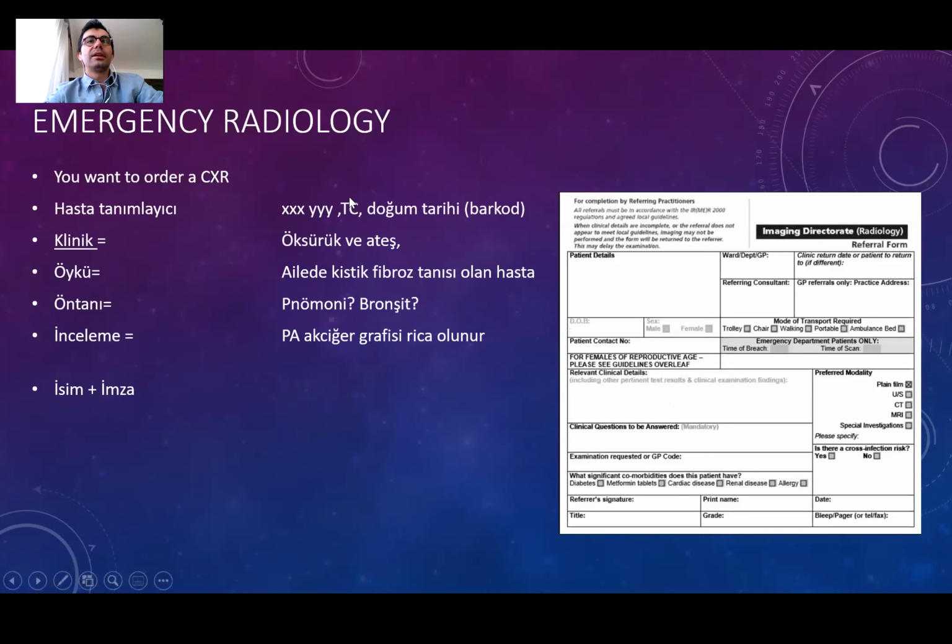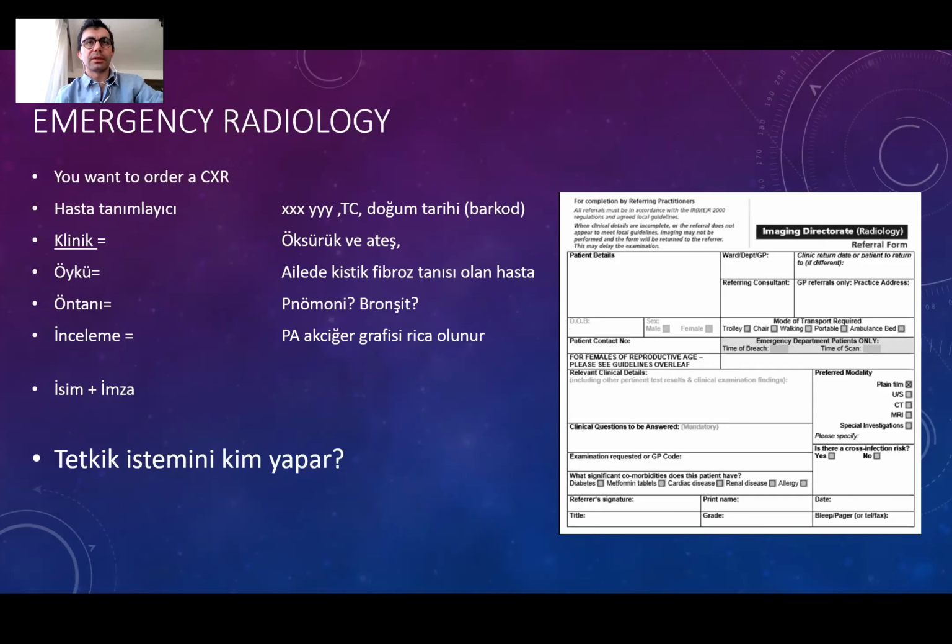Yani adı, soyadı, TC, doğum tarihi, varsa barkodunu yapıştırıyorsunuz. Clinical information is cough and fever, and history is, okay, this patient has cystic fibrosis in the family, let's say. And what is your pre-diagnosis? And you write the modality, what kind of examination you want. Kaşe, imza, pıt, gönder.